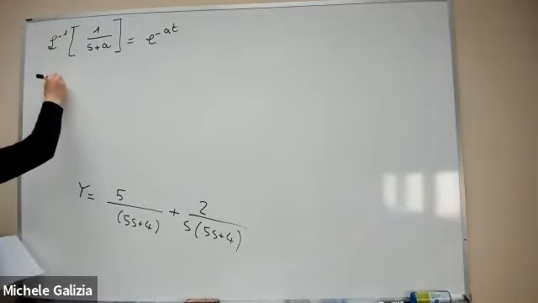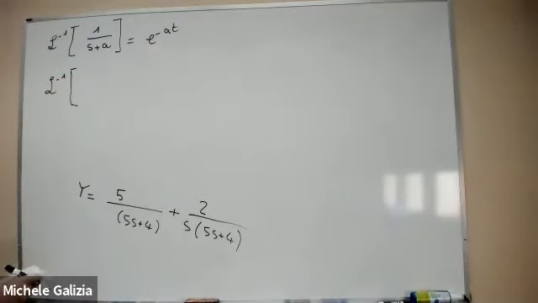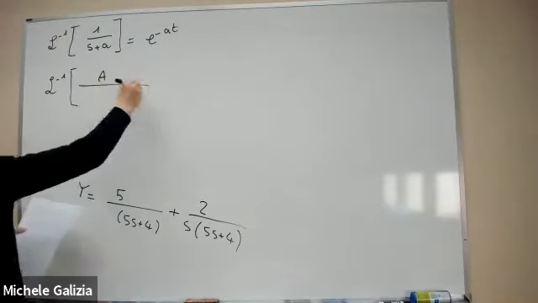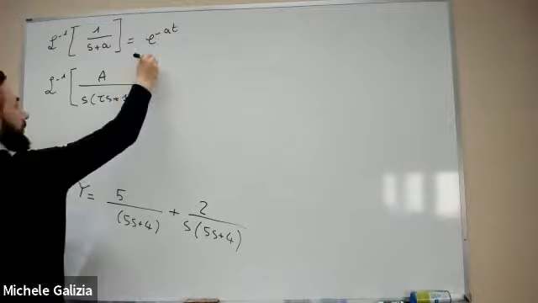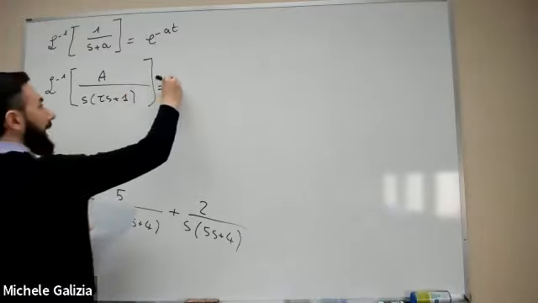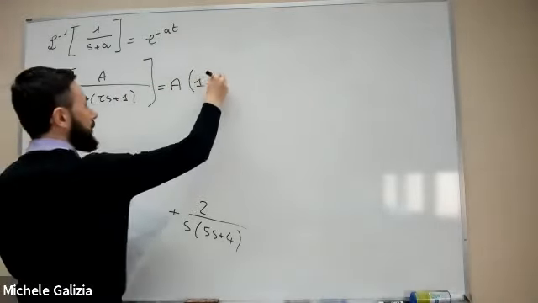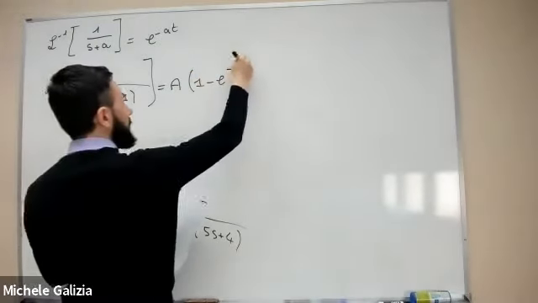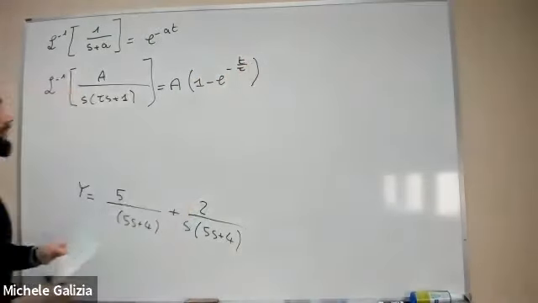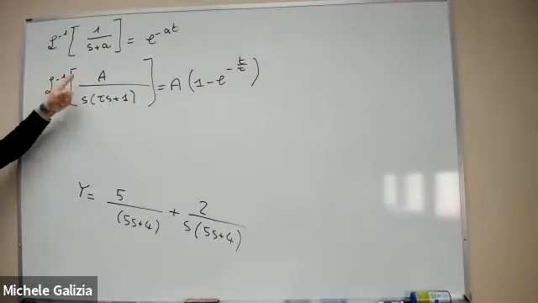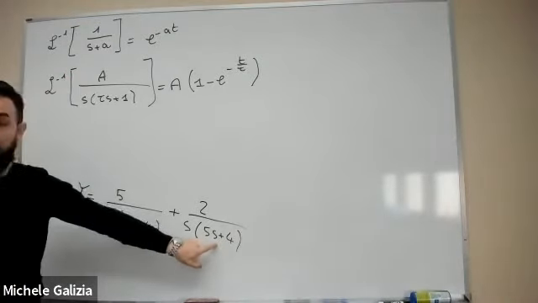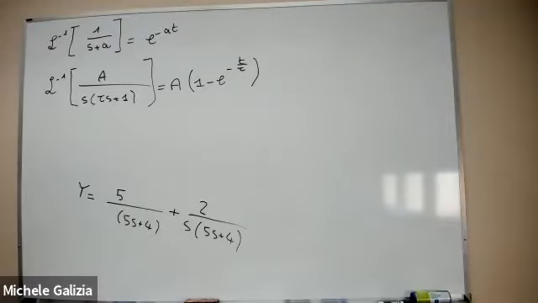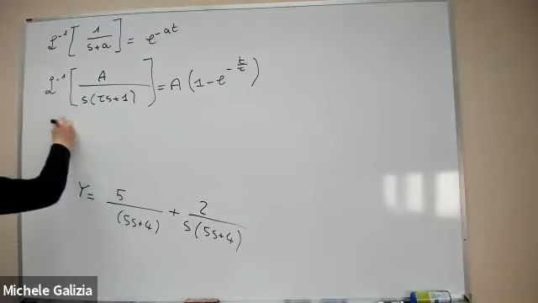And remember that the anti-transform of the function a divided by (tau s plus 1) is equal to a times [1 minus exponential of minus t over tau]. Does this expression in square brackets resemble this expression here? Yes. I think so. We have just to do some manipulation.